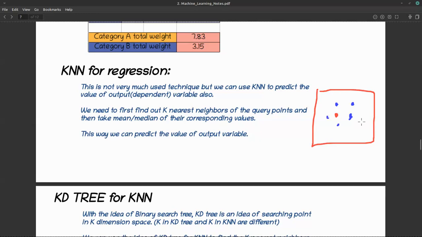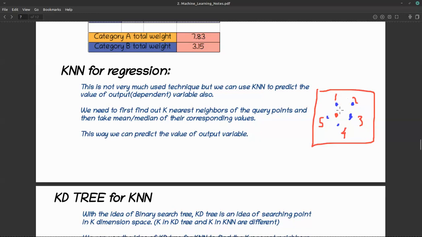I calculated the cosine similarity or Euclidean distance by KD tree or LSH. I found out these 5 are the nearest neighbors. Then what I will do, I will take the income of 1, 2, 3, 4, and 5 and take the mean of it. Or you can take the median also. Right? Mean or median. It depends on you.